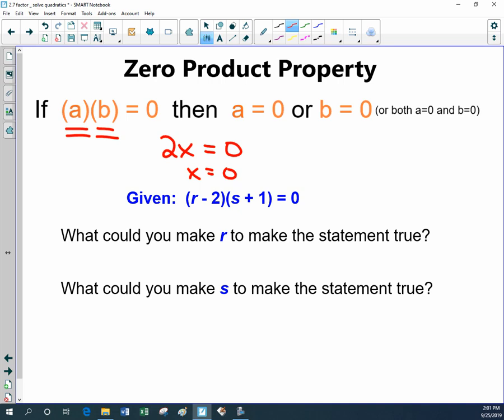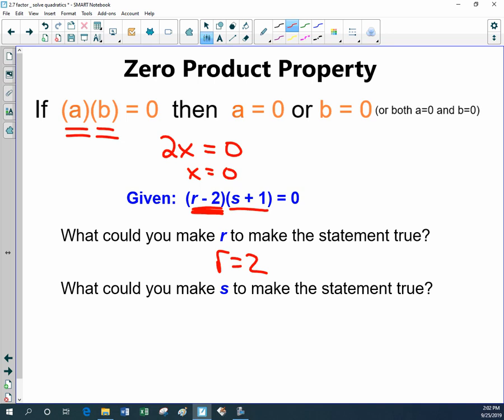In the statement here, it says given r minus 2 and s plus 1. So the quantity r minus 2 times the quantity s plus 1 is equal to 0. So in order for these two to be multiplied together and be equal to 0, what would we plug in for r? What would be the value of r that would make r minus 2 equal to 0? That would be a positive 2.